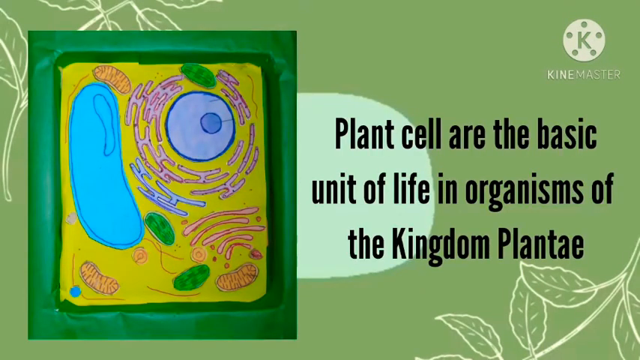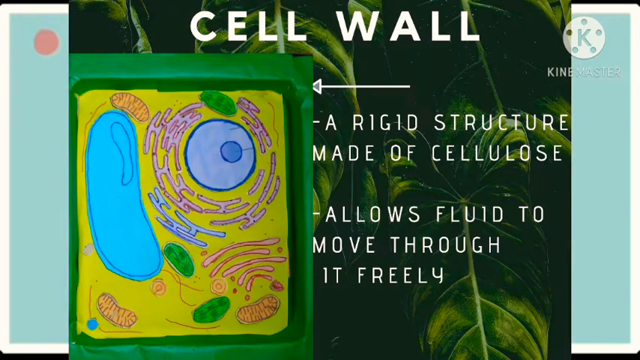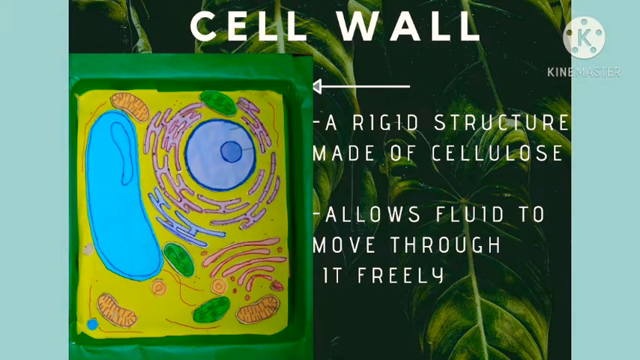Plant cells are the basic unit of life in organisms of the kingdom Plantae. They are eukaryotic cells which have a true nucleus along with specialized structures called organelles that carry out different functions. The cell wall is a rigid structure made of cellulose that provides strength and structural support to the cell. It is also permeable, which allows fluid to move through it freely.